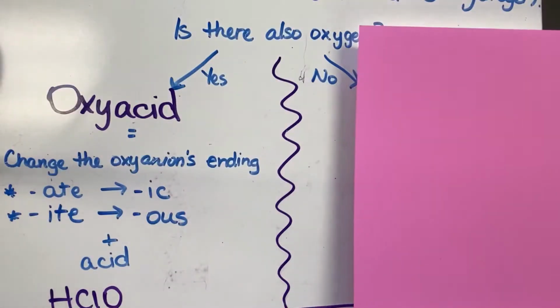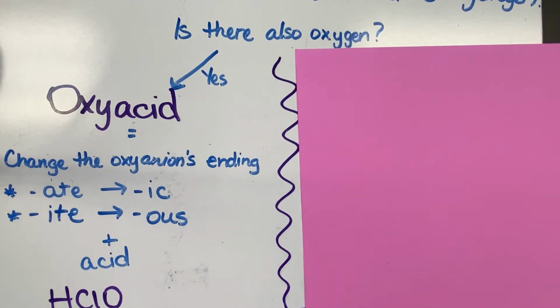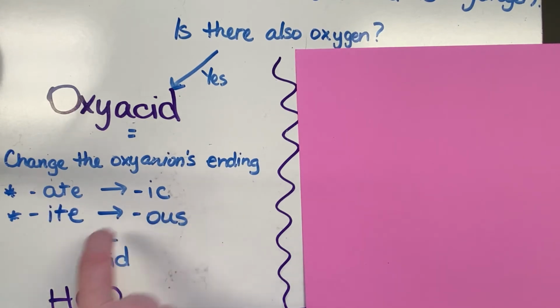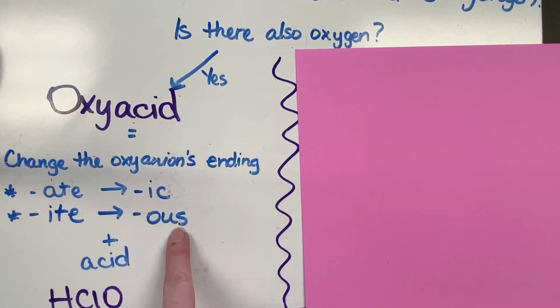If there is oxygen, we're going to follow our naming rules for an oxyacid. Now, an oxyacid will always come from an oxyanion. So this would be something like chlorate, hypobromite, something of that nature where it already includes the oxygen. All you'll do in this instance is change the oxyanion's ending and then add the word acid. So if the original ending in the name of your oxyanion is -ate, you would change it to -ic, and if it's -ite, you would change it to -ous.